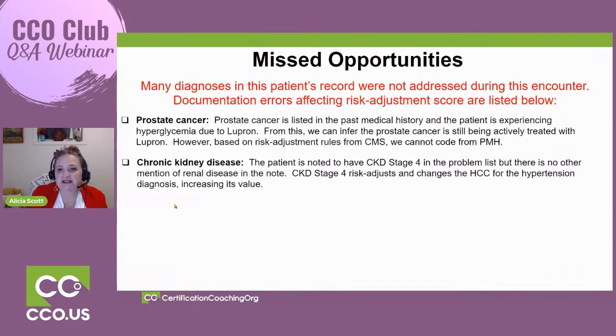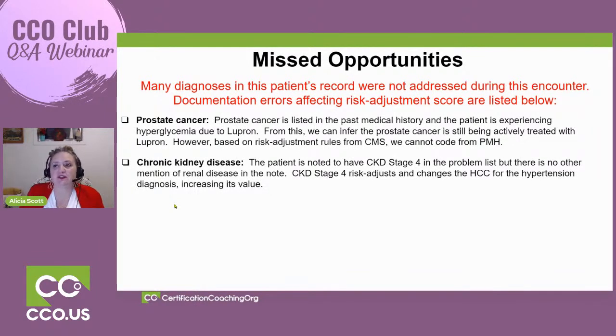It does risk adjust. But guess what? It also changes the hypertension score. When you have CKD and you have hypertension, what do we know? We change the code, right? We are no longer an N18.4 alone. We are an N18.4 and an I12 for CKD and hypertension.